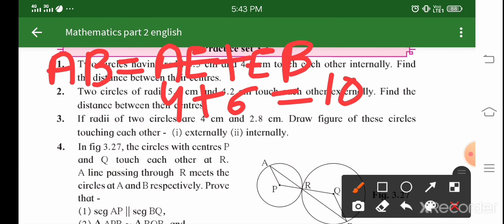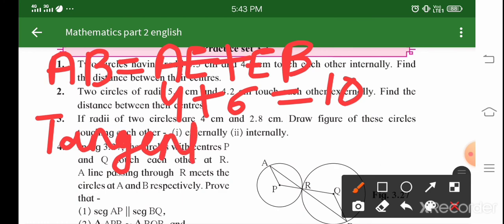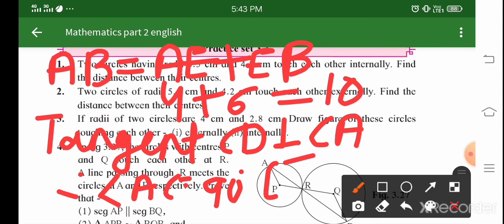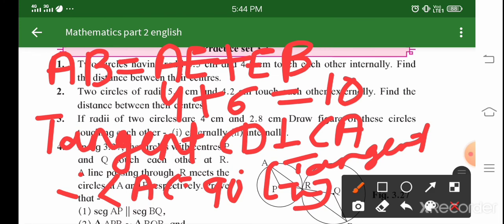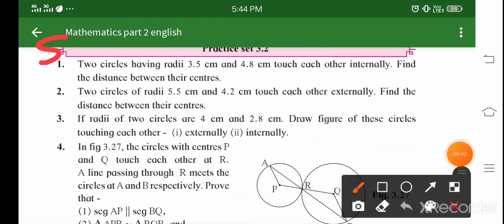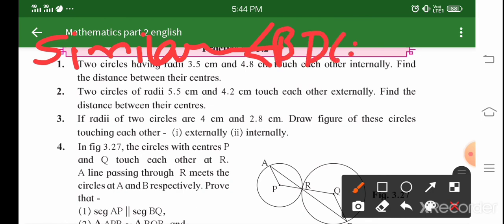Okay, so now you can say that your tangent CD is perpendicular to radius CA. So therefore angle ACD will be 90 degree. The reason is tangent theorem. Okay. Similarly, in the next line you'll have to write over there, similarly your angle BDC is also 90. Okay, सो आई थिंक दिस इज़ क्लियर.